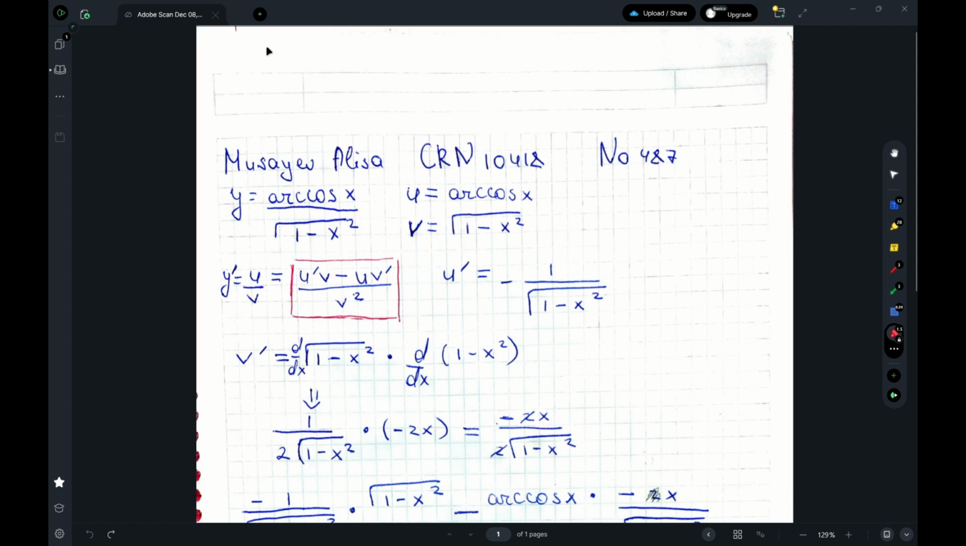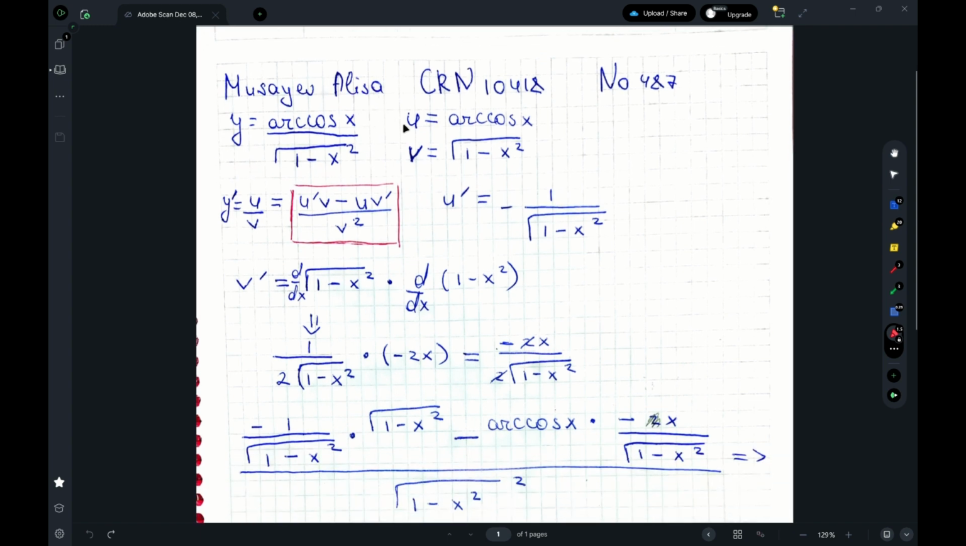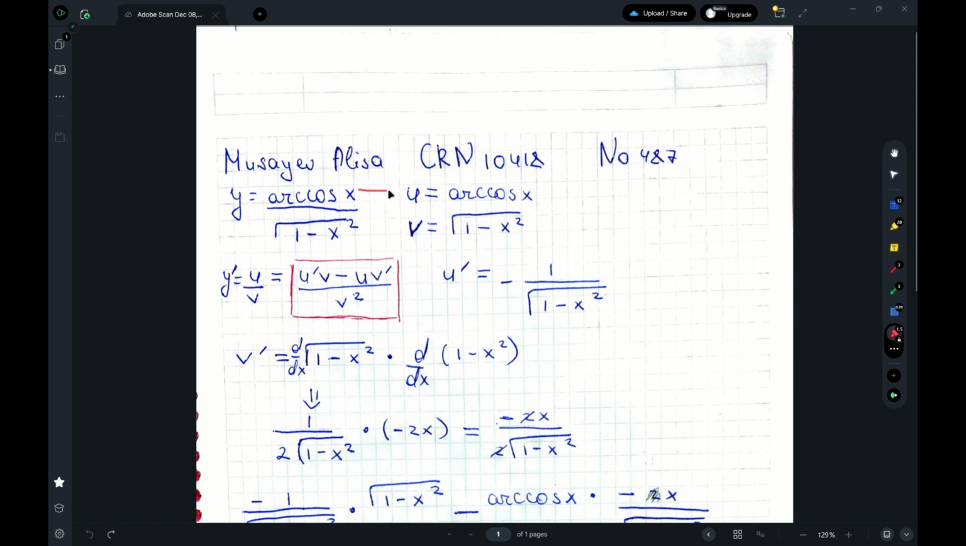The problem says find the derivative of this equation, which is arc cosinus x divided by the square root of 1 minus x squared. So let's use u and v for this problem. Let's use u for arc cosinus x and v for the square root of 1 minus x squared.